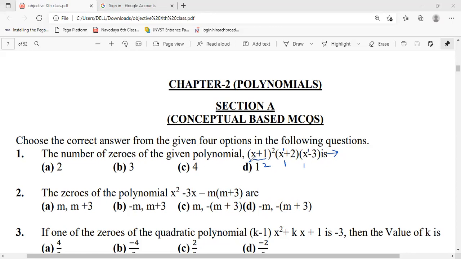If you expand this x plus 1 whole square, you will get this power is 2. So here 2, 1, 1. Total 2 plus 1 plus 1. So the number of zeros are equal to the highest power of the x, that is, highest power of this equation is 4, then the number of zeros are 4. Simple.